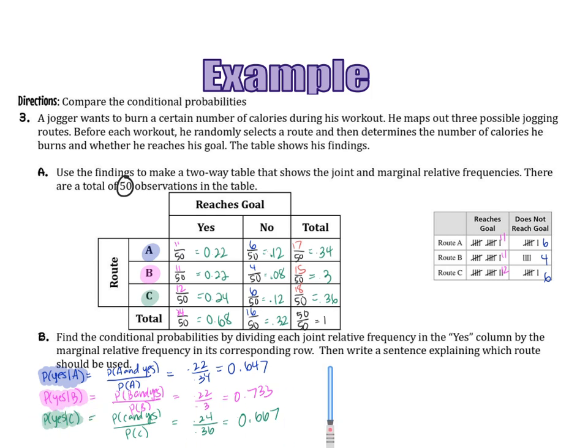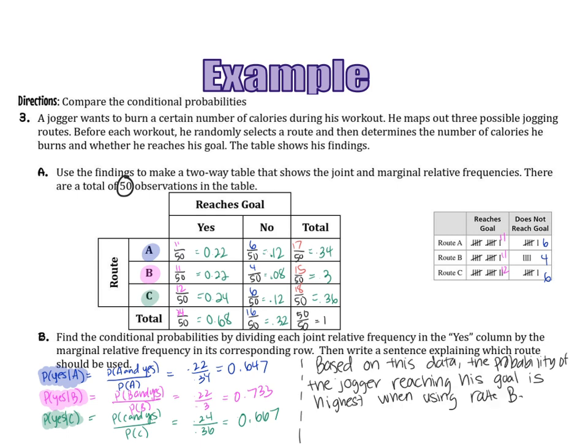So now we need to write a sentence that explains that, based on this data, the jogger should take route B to increase the likelihood of him meeting his goal. So we need to just write a sentence summarizing our results here. And there we have it. Let's look at one last example and then wrap this up.